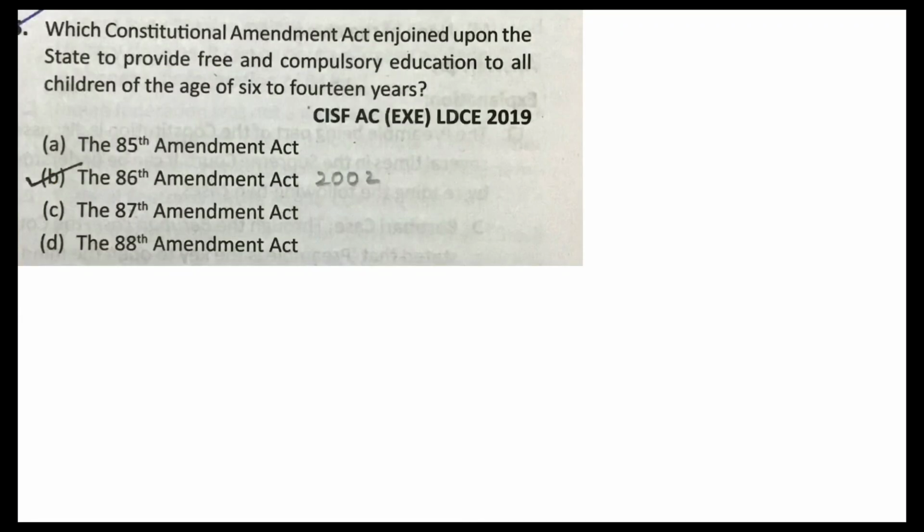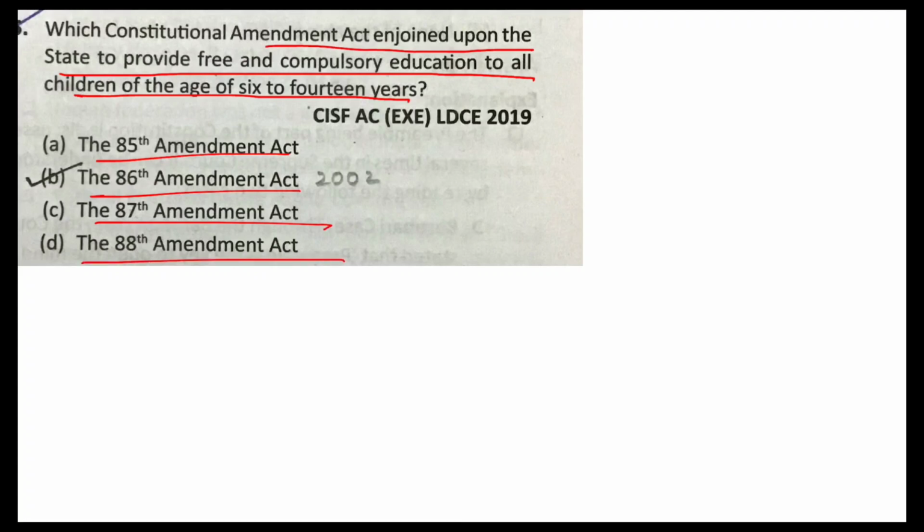Next. Which Constitutional Amendment Act enjoined upon the state to provide free and compulsory education to all the children of age 6 to 14 years? 85th Amendment Act, 86th Amendment Act, 87th Amendment Act or 88th Amendment Act. So it was B, the 86th Amendment Act of 2002, that inserted Article 21A that made the right to education a fundamental right for children between 6 to 14 years of age.